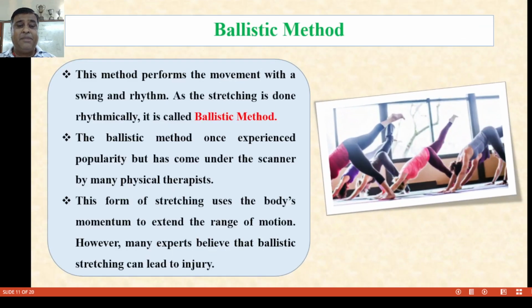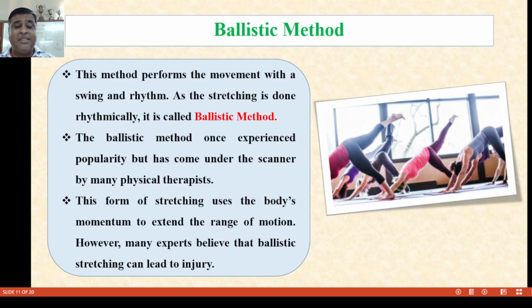Now next is the ballistic method. The ballistic method involves movements where swinging and rhythmic forms of activity are required. As the stretching is done rhythmically, it is called the ballistic method. Any activity we do in a swinging and rhythmic way is a form of the ballistic method.